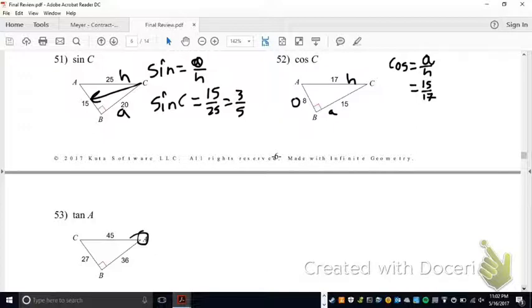We're looking for the tangent of A. Tangent is opposite over adjacent. So the side opposite A is 27. The side adjacent to A is 36. Both are divisible by 9, so we get 3 over 4. And that's it.